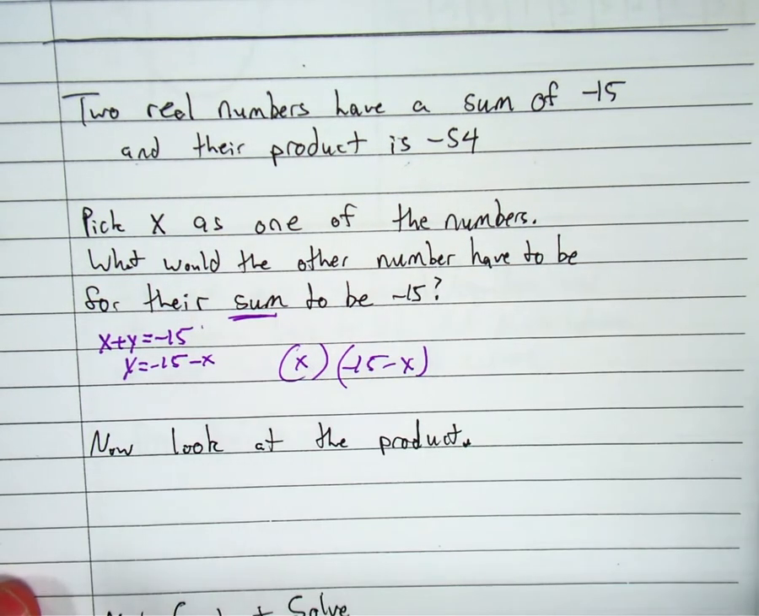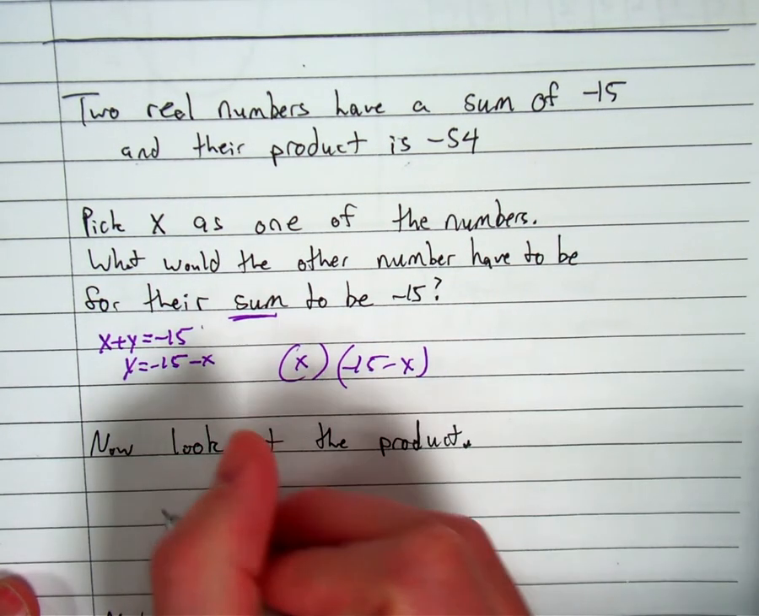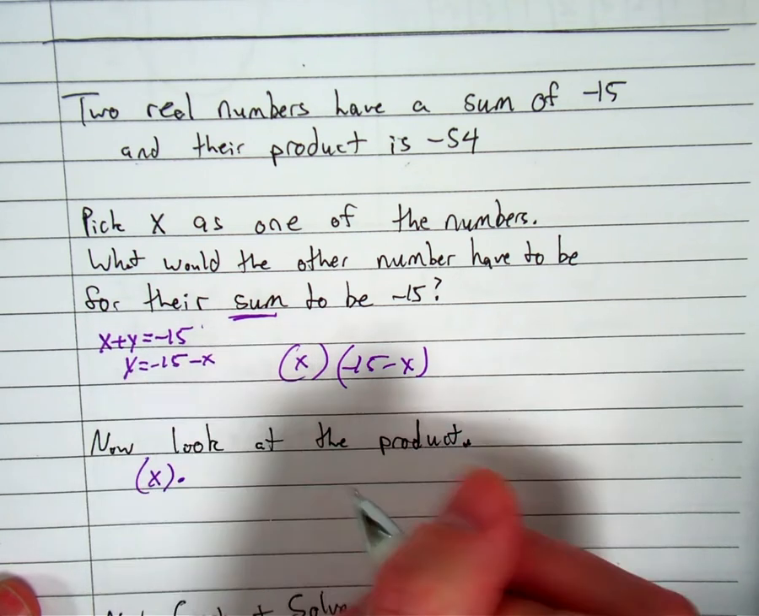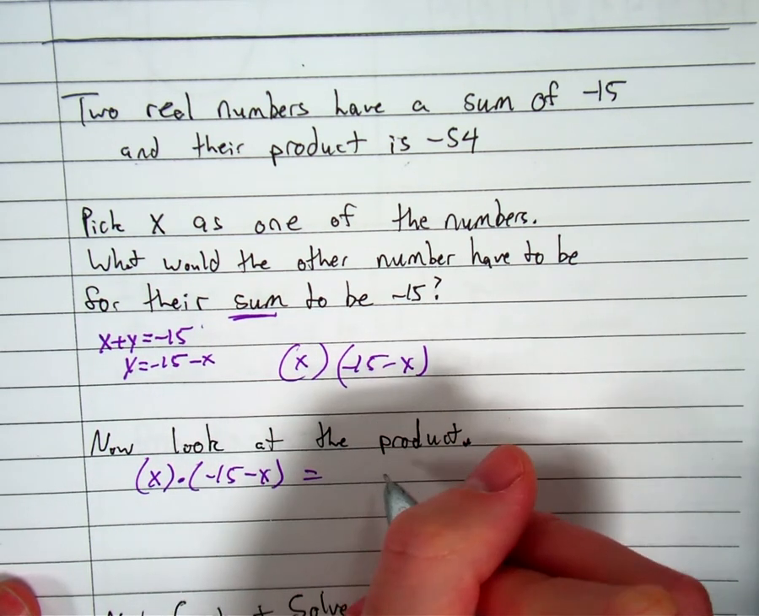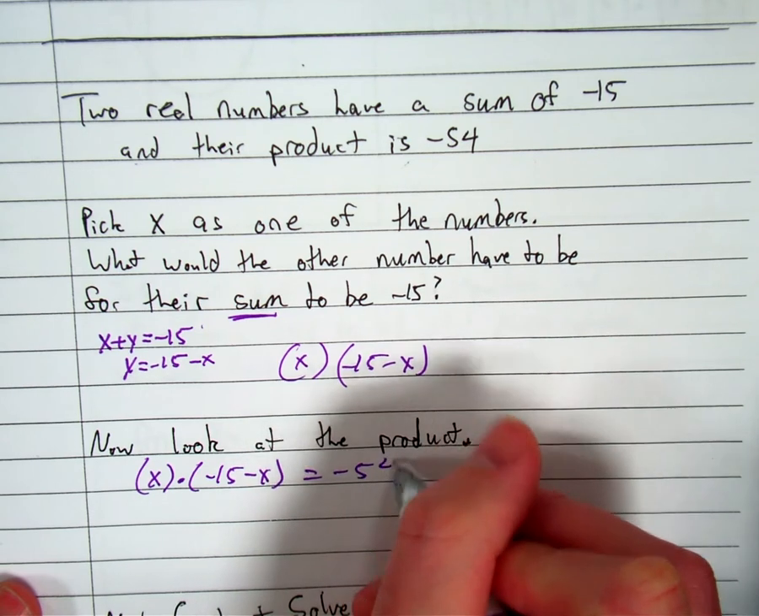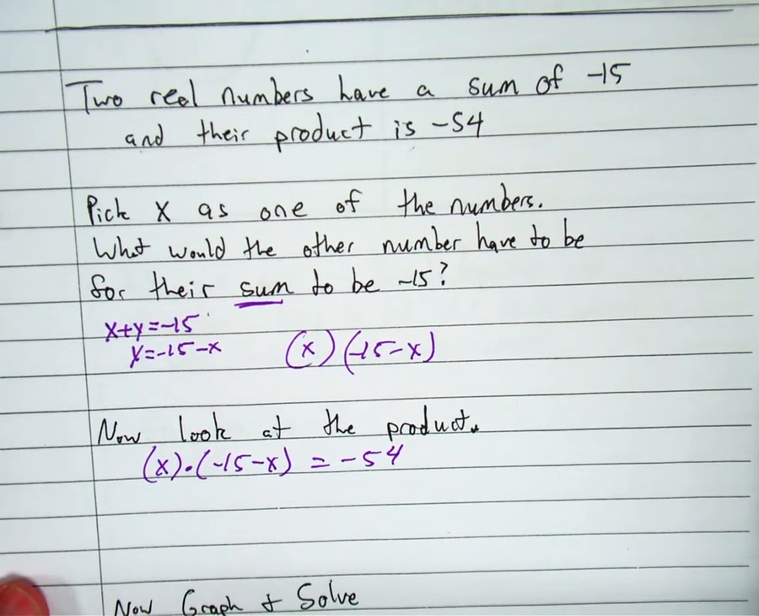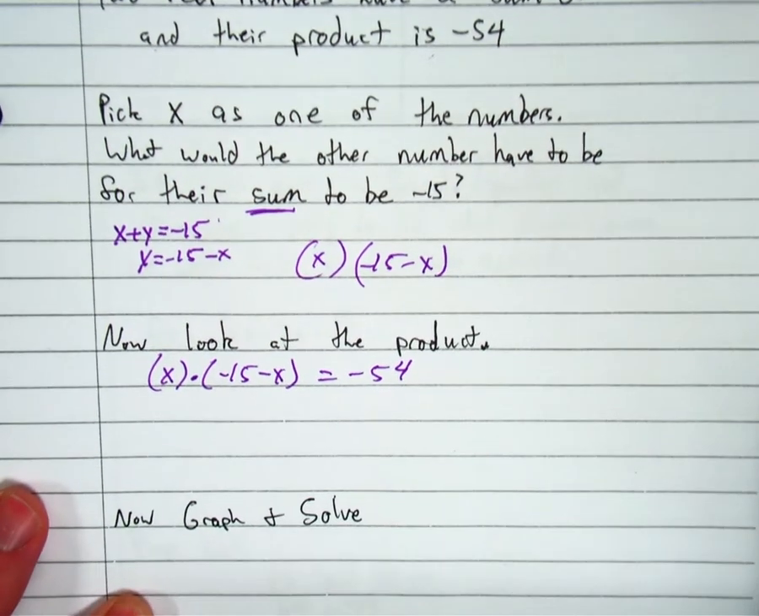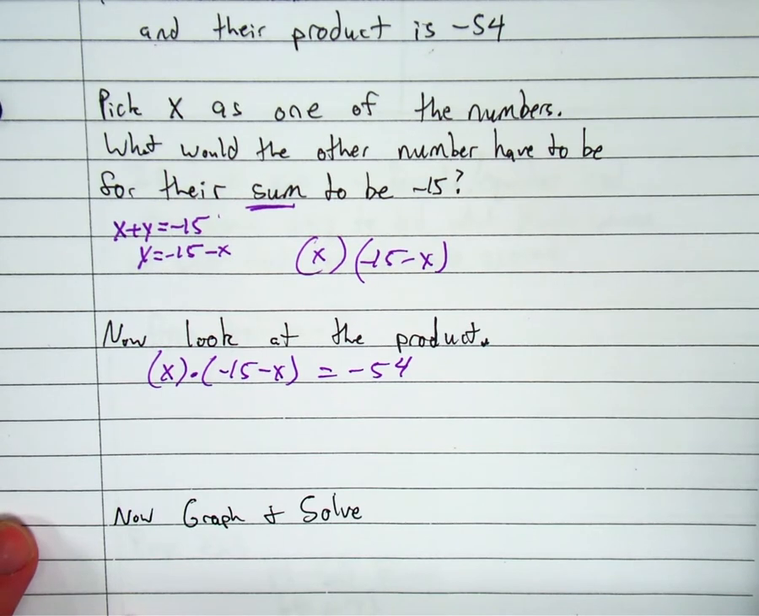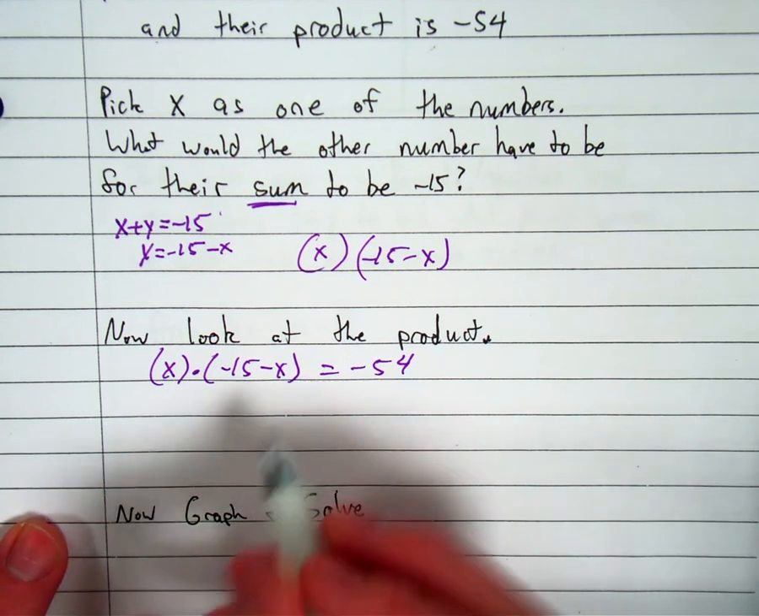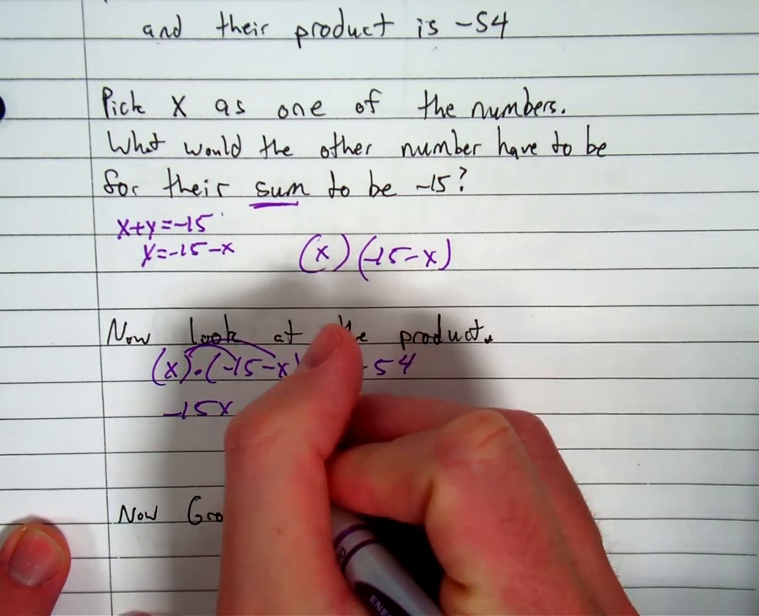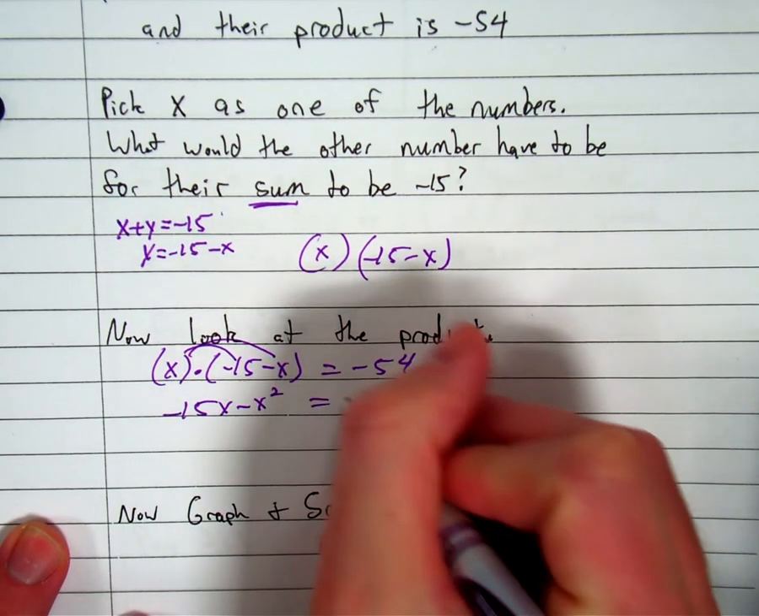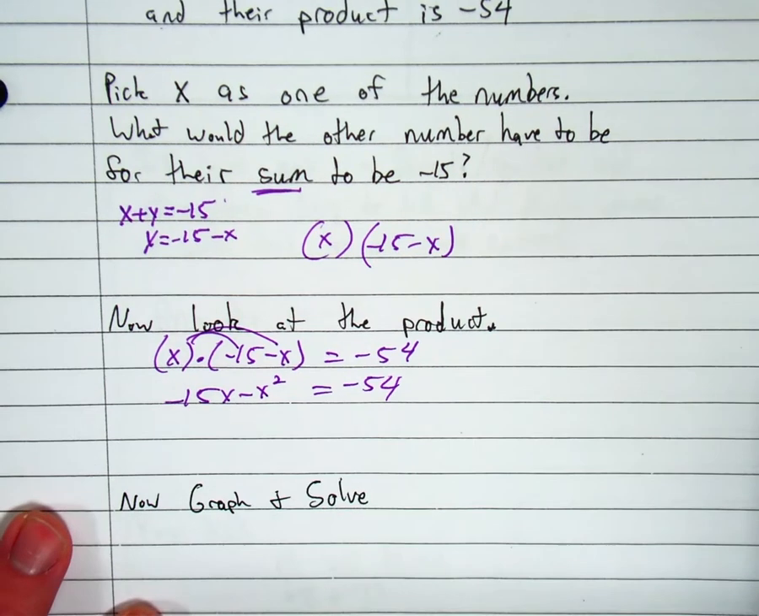Their product should be -54. So x times -15 minus x needs to equal -54. Okay. So I've multiplied this out. -15x minus x squared equals -54.